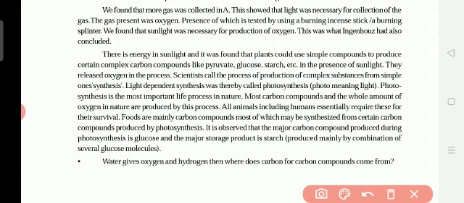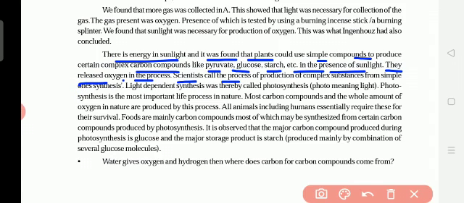So here, underline this point: there is energy in the sunlight, and it was found that plants could use simple compounds to produce. So what are the plants producing? Carbon compounds like pyruvate, glucose, starch, etc. in the presence of the sunlight. Okay, underline this one. They released oxygen in this process.